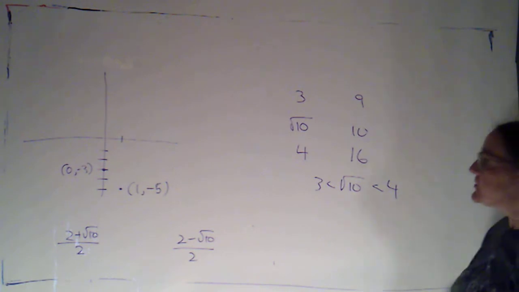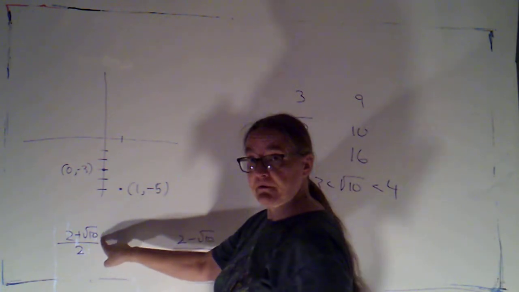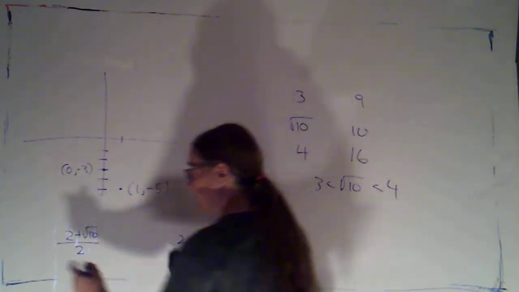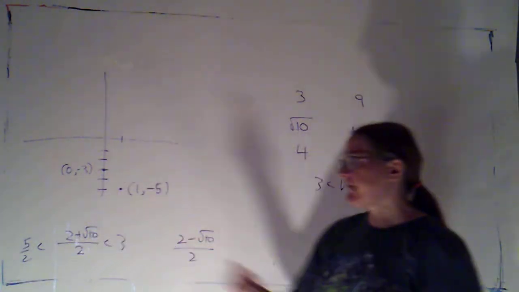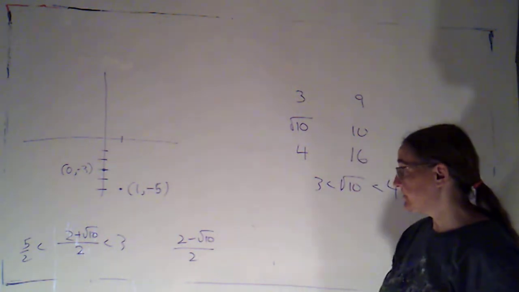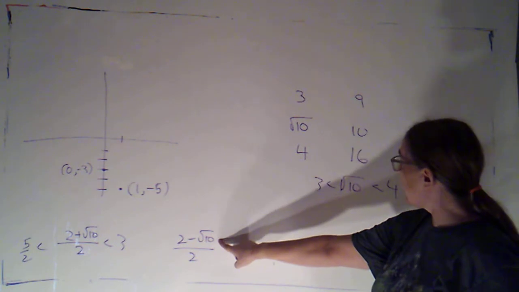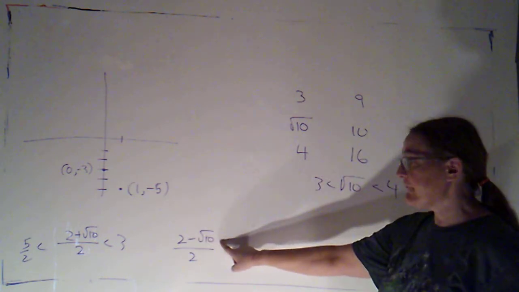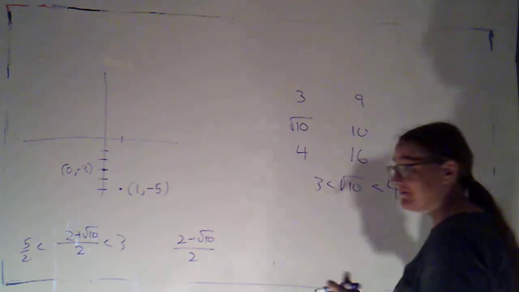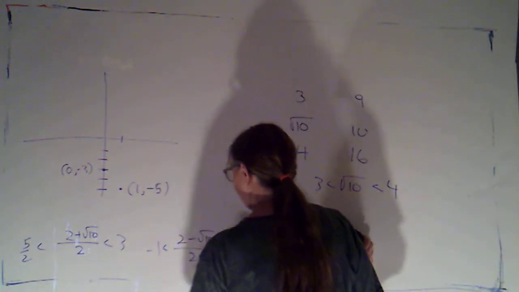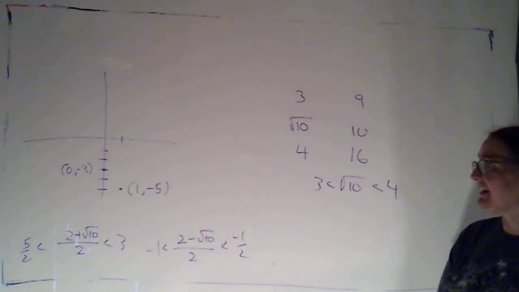So if this were 3, I'd have 5 halves. And if this were 4, I would have 6 halves, which is 3. So that's between 5 halves and 3. Here, if this were 3, I would have negative 1 half. If it were 4, I would have negative 2 halves, or negative 1. So this is between negative a half and negative 1.